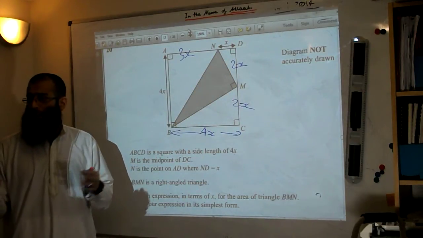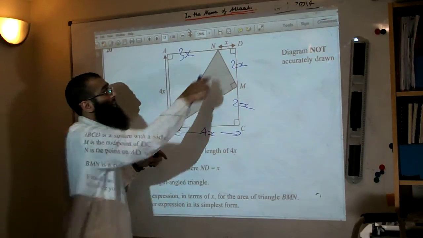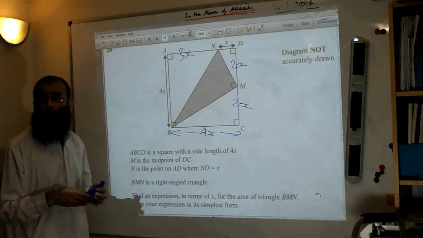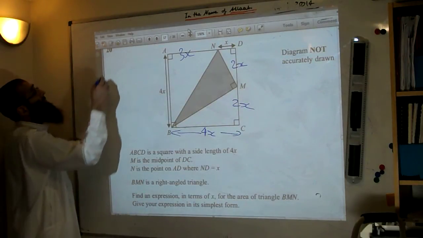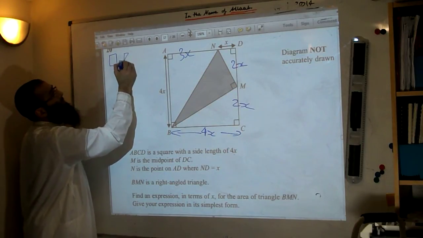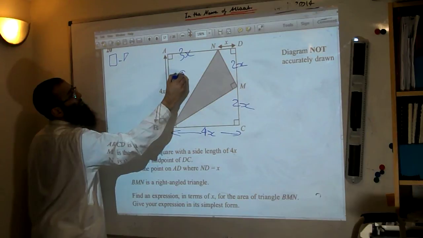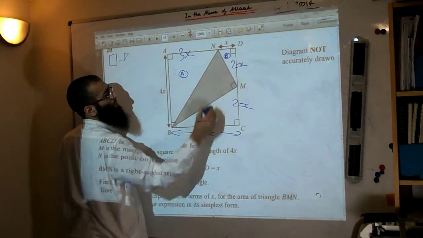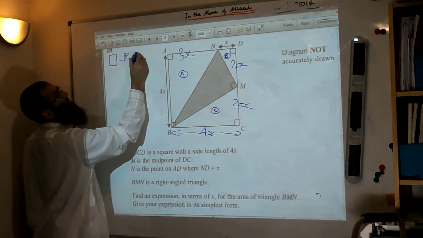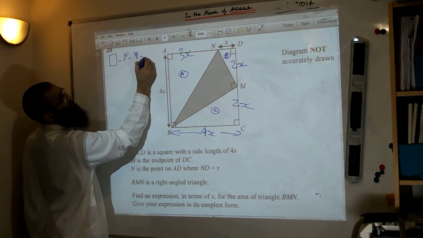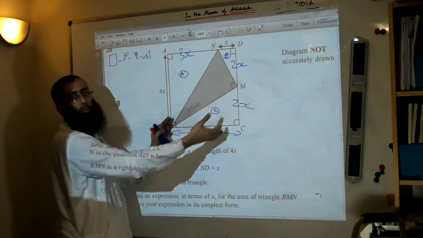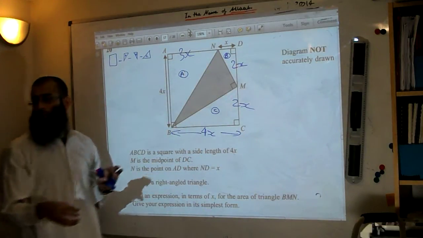Let's find an expression in terms of x for the area of the triangle BMN. The easiest way to work it out is to work out the area of the big square and minus the area of the three triangles. So that's the idea we're going to use. We're going to work out the area of the square and minus triangle A, then minus the area of triangle B, and then minus the area of triangle C. And that will give us the shaded area.